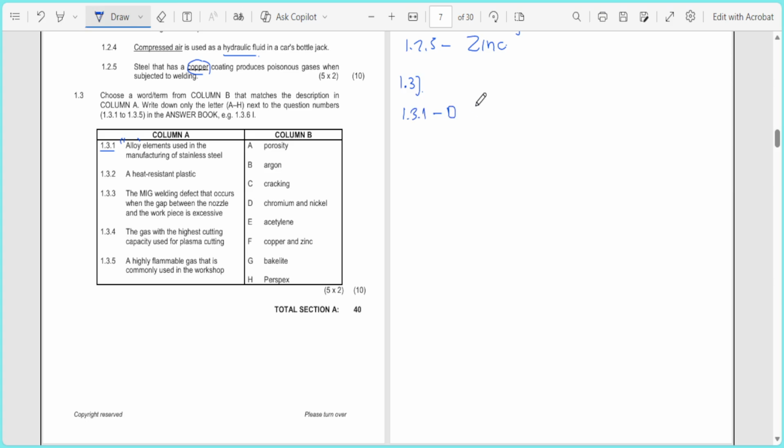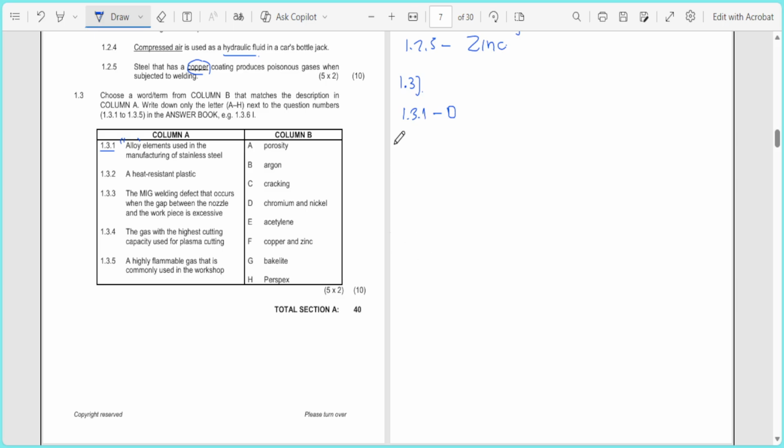It's definitely chromium. Chromium provides the chromium oxide layer that actually prevents rust, so it provides the corrosion resistance element of the stainless steel. And then nickel on the other side, it's one tough metal. It adds the toughness or the ductility and also enhances the corrosion resistance.